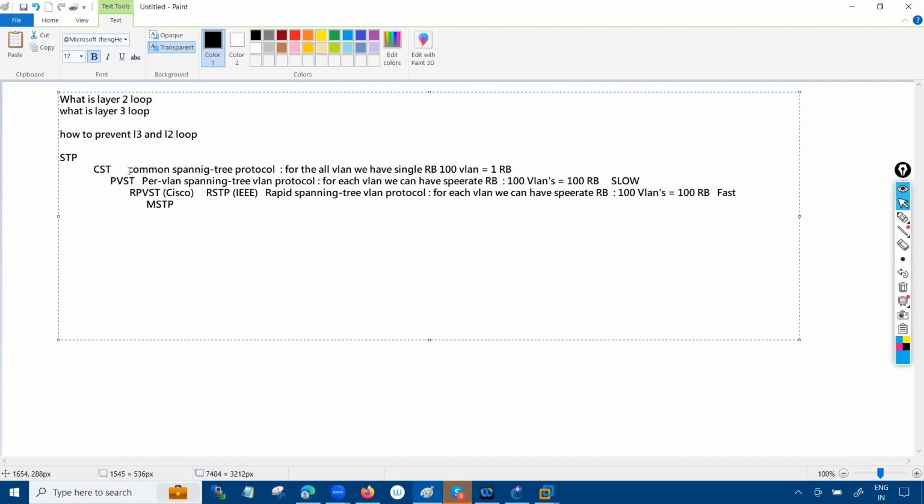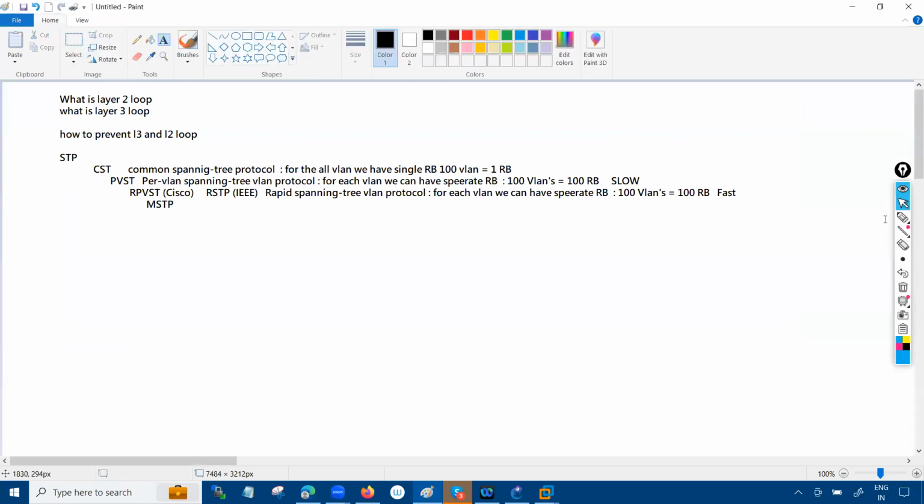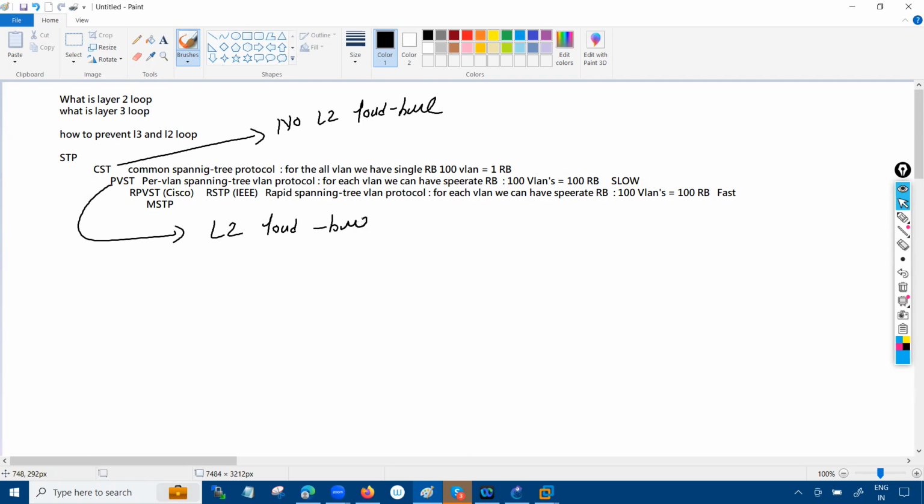One more thing about the common spanning tree protocol: you cannot achieve layer 2 load balancing. It's not possible to get layer 2 load balancing in the CST protocol. Whereas in the PVST protocol, I have the ability to achieve layer 2 load balancing. If you guys remember, we have seen this concept.